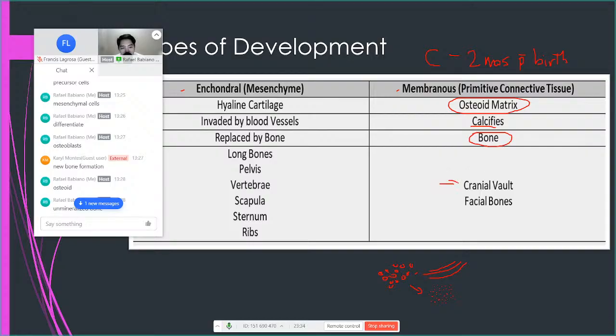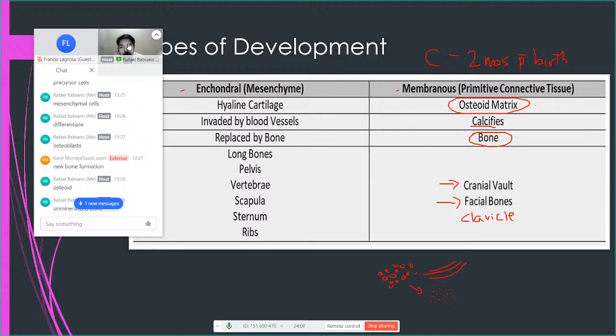You have it here: cranial vault and facial bones, or your skull, your bones here in your face. They are made through intramembranous ossification. There's another one actually, clavicle. Your clavicle is made through intramembranous ossification. Your clavicle is your collarbone. Later I'll show you pictures of that, don't worry. So that's intramembranous ossification.